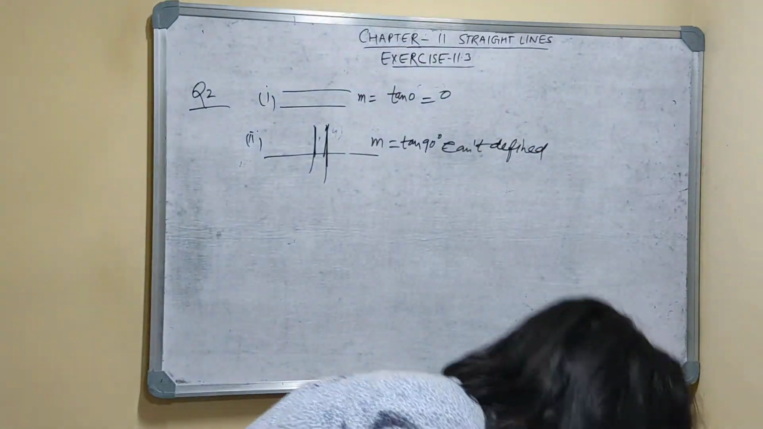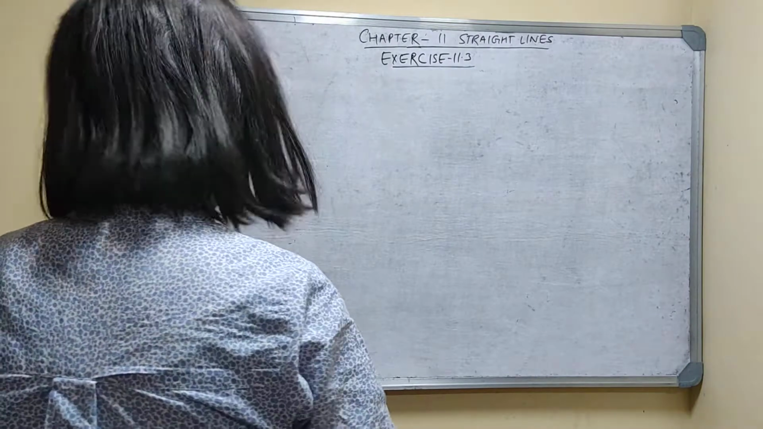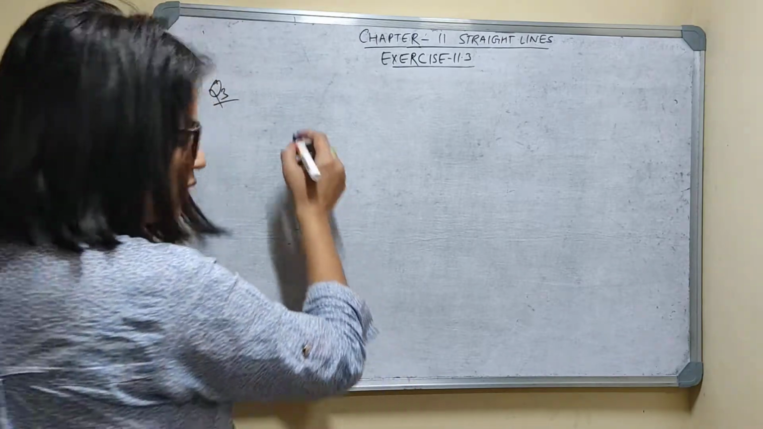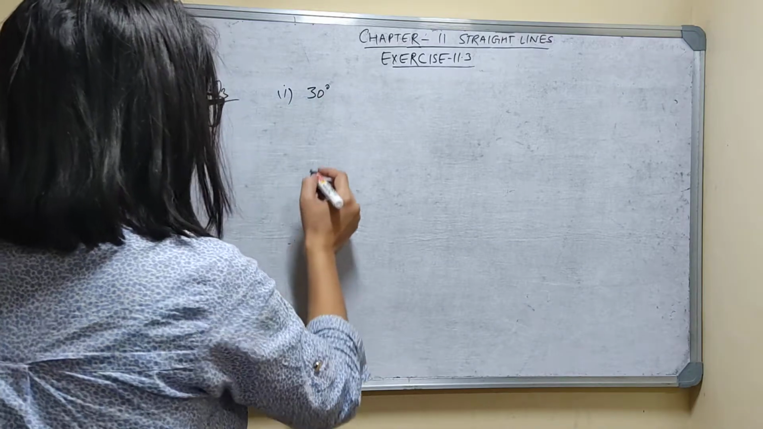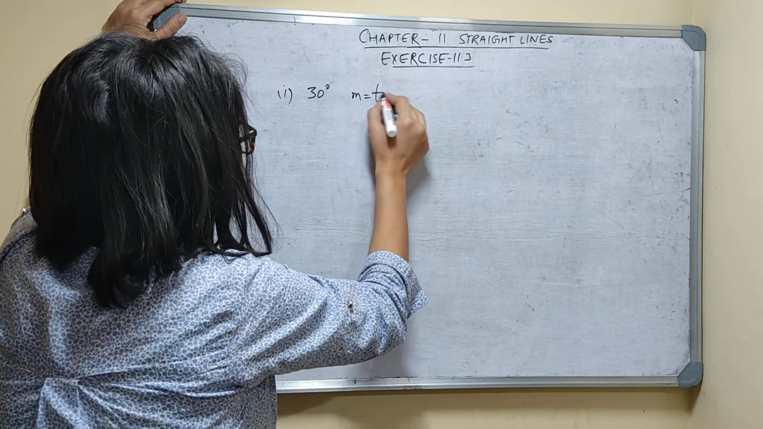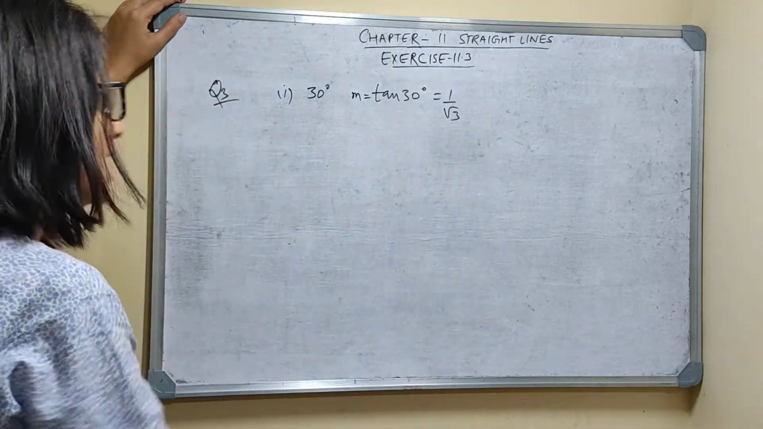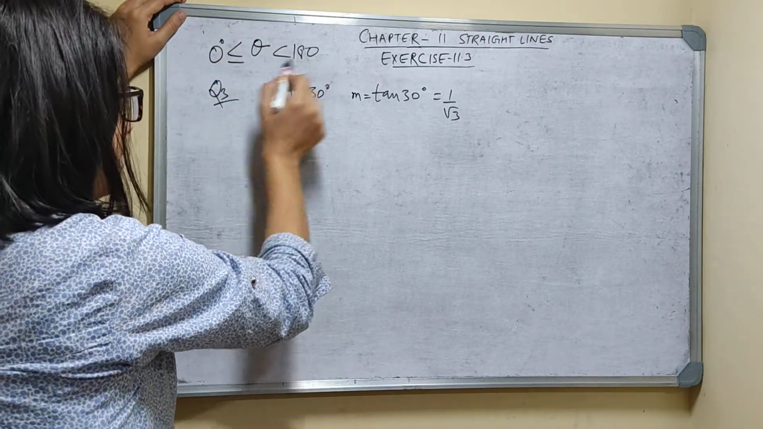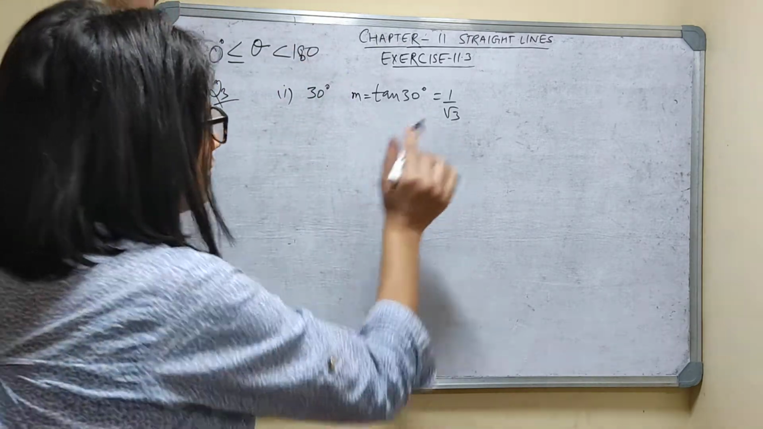Now question number three. Find the slope of a line whose inclination is: first part is given as 30 degrees. So m is equal to tan 30, and tan 30 is 1 by root 3. I know the value of theta should be between 0 degrees and 180 degrees. It can be 0 but it can't be 180. 0 is included but 180 is not included.